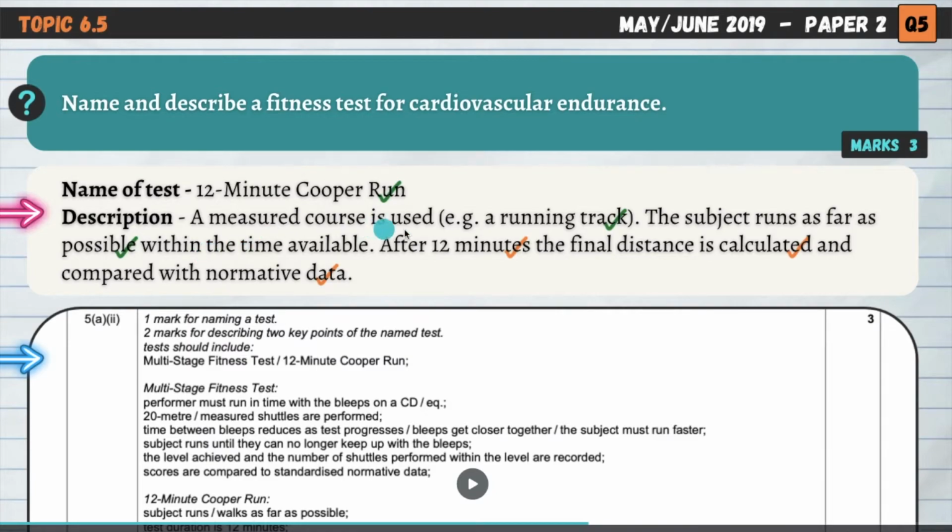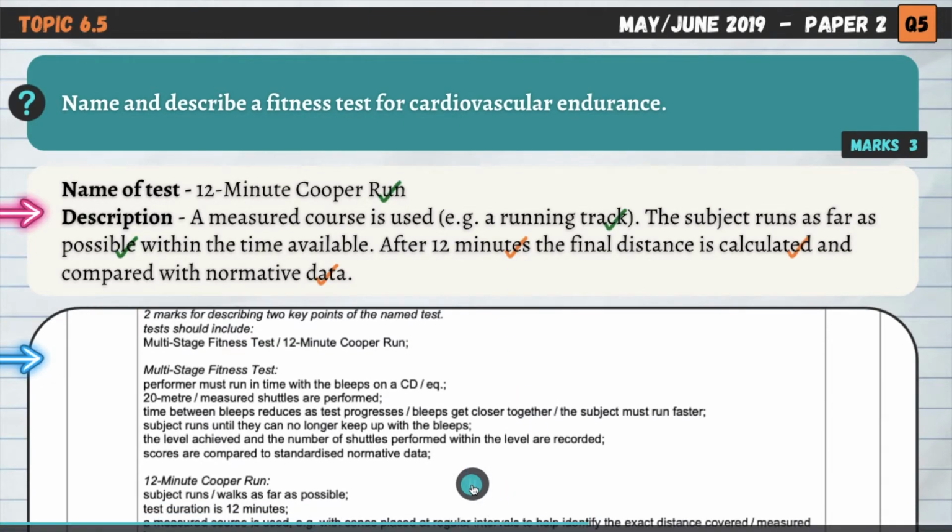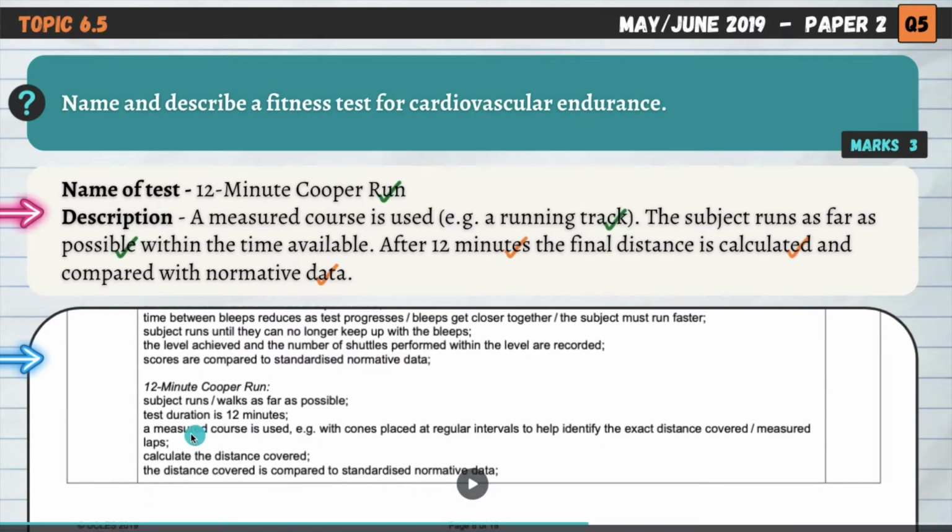So a measured course is used, for example, a running track, that's 1 mark. The subject runs as far as possible, that's another mark. Naming the amount of time that they run for is another mark there as well, which in fact, let's just skip down to the 12-minute run information. So just by stating that the test duration is 12 minutes, you would have got a mark there, so I've included that one. The final distance is calculated, so where was that?